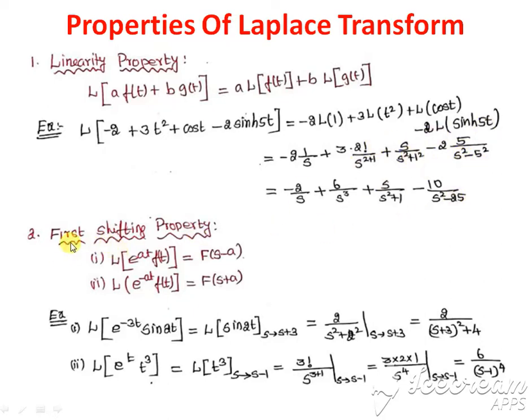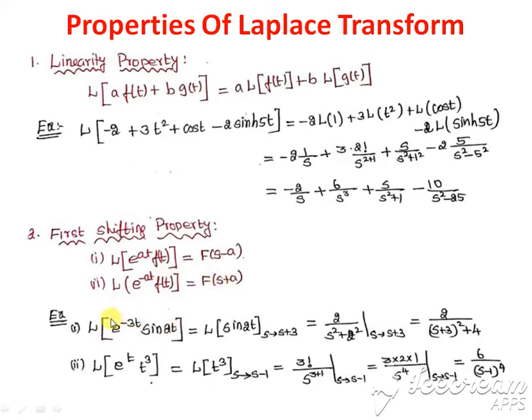Second property, the first shifting property. Laplace of e power minus at into f of t is equal to F of s plus a. Simply take the opposite sign: if plus a is there, then here it is minus a, and if minus, then plus.